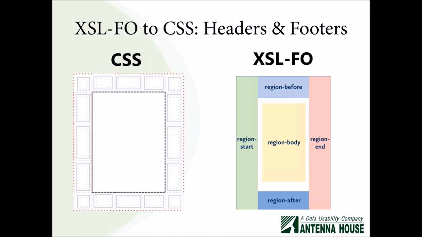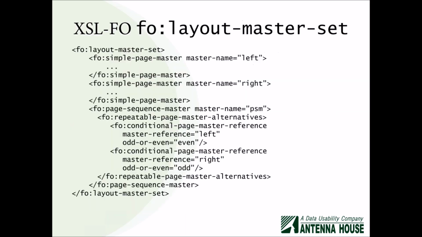In FO, when you lay out a page, you have the body, you have regions. CSS also has the body. They have more regions for defining where information gets placed in the headers, footers, the side notes, the margins. If we look at a page master in FO, it's very straightforward: odd, even, and so forth.